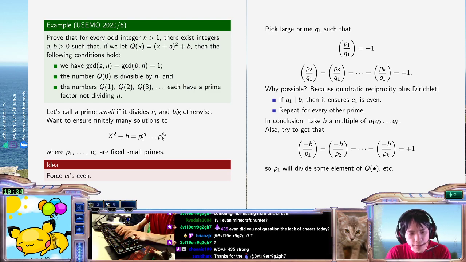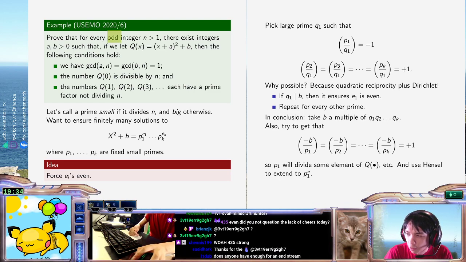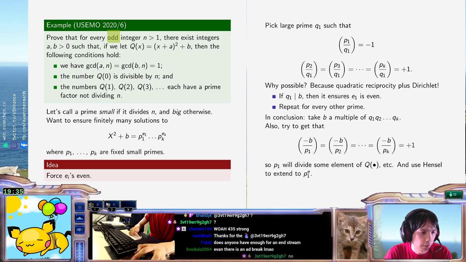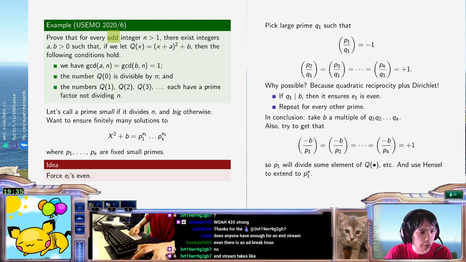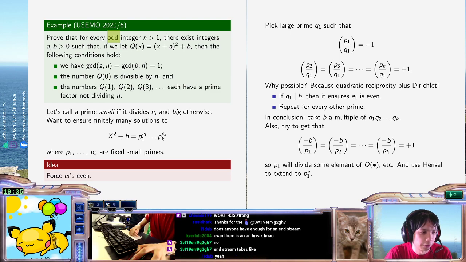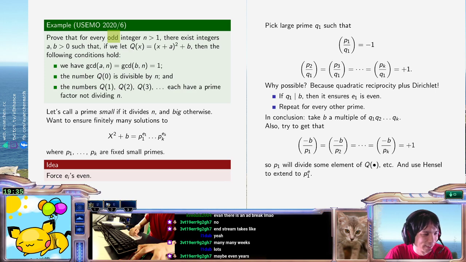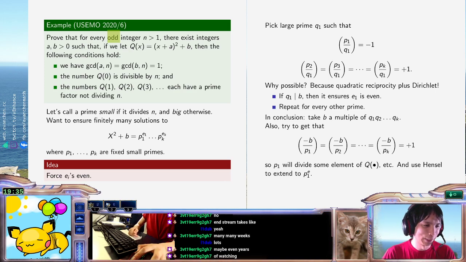I'll note, just while I have everyone's attention, that this odd hypothesis is actually superfluous. The problem is true even if I delete odd, but the prime 2 is so annoying to deal with that I added the odd condition to make your lives a little bit easier. Yeah, so you're welcome. You don't have to think about the prime 2.